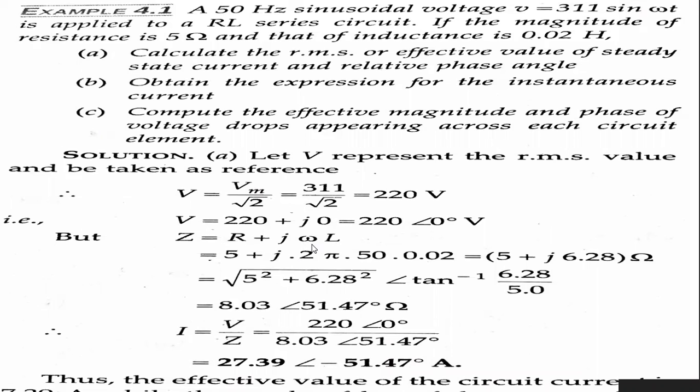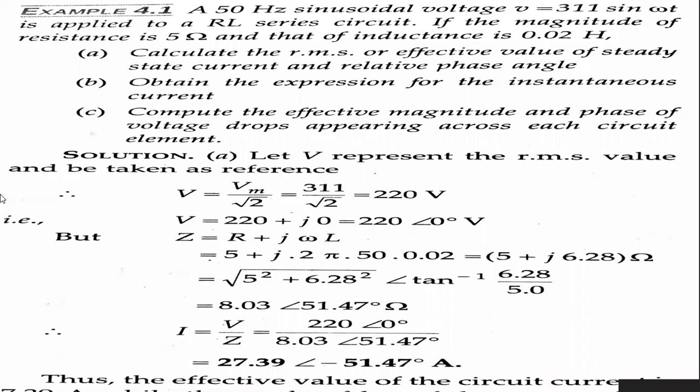Now come to the point that XL is equal to omega L, and omega is nothing but 2 pi F. L will be as it is. So R is 5, j will be as it is, and omega is 2 pi 50, L is 0.02. In this way, after multiplying 2 pi 50 and 0.02, you will get 5 plus j of 6.28 ohm.